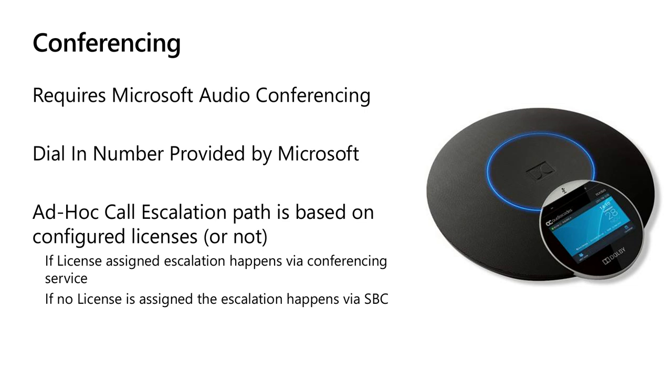With direct routing, if you want to do conferencing, it does require a Microsoft audio conferencing license. The conferencing doesn't go through direct routing. It's going through the Microsoft audio conferencing dial-in number provided by Microsoft. When we're going to three-way calls, it really depends, so your ad hoc call escalation path depends on if you've got a conferencing license or not. If you don't have a conferencing license, you can still do a three-way call, and that will happen via the SBC. But if you've got a conferencing license assigned, the escalation will go via the conferencing service.